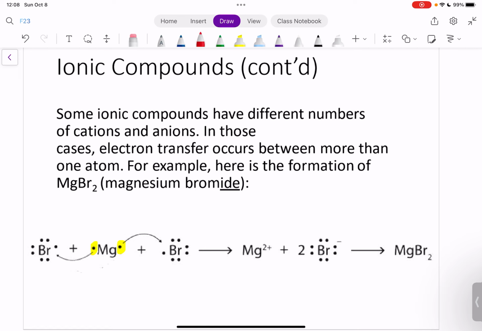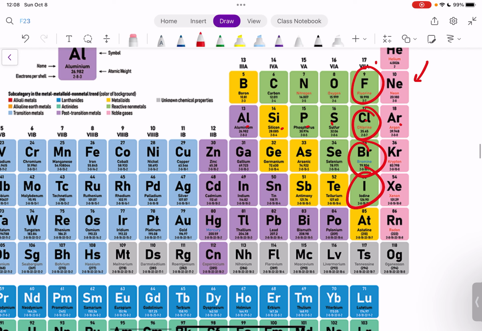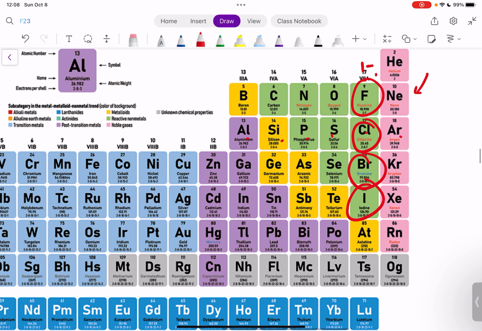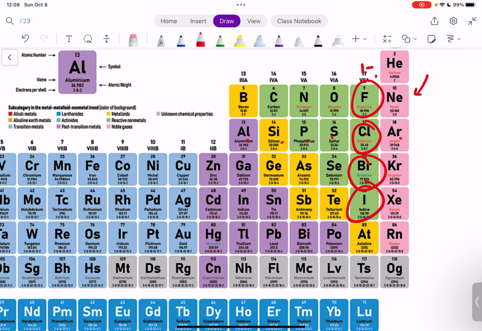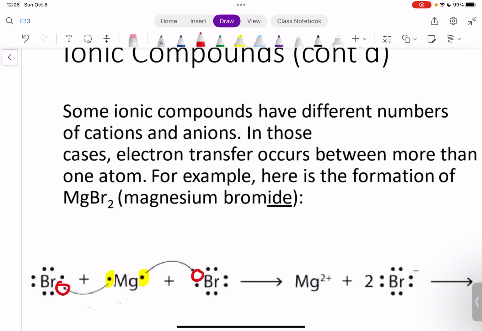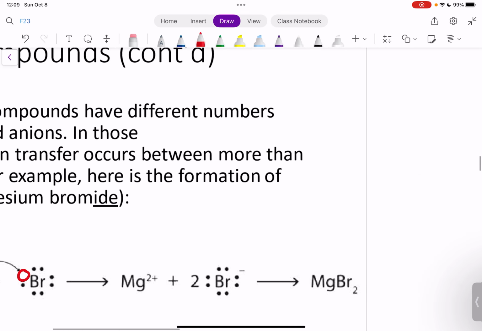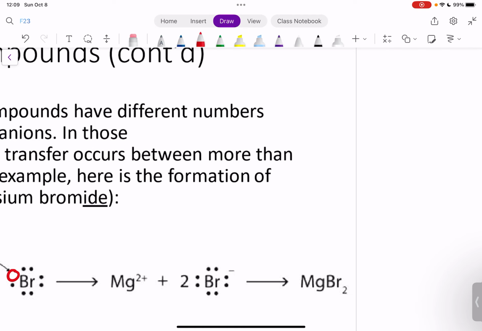Bromine is missing just 1 electron. Remember, it's in group 7A, right there with chlorine and fluorine and iodine. All of those are going to form a 1- charge because they want to gain 1 electron to be like the next noble gas. So 2 bromines are going to bond with this 1 magnesium because each bromine wants 1 electron. And when they do that, magnesium's lost those 2 electrons, so it has a 2+ charge like we'd expect. When magnesium forms an ion, it's going to form an ion with a 2+ charge.